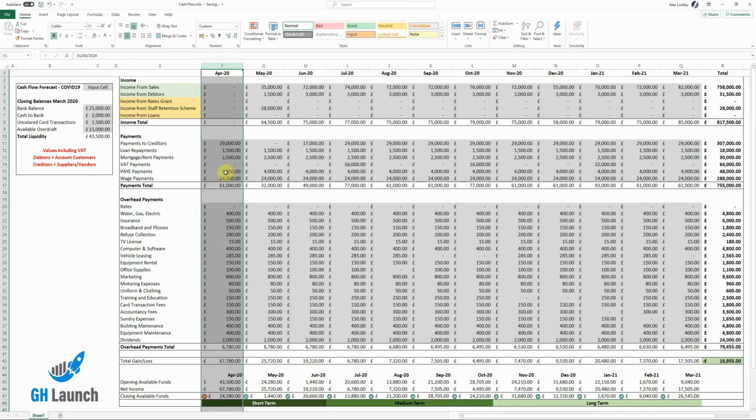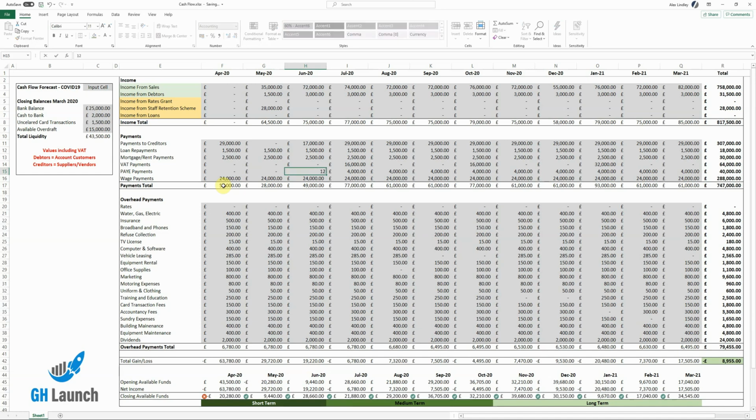One of the other things that the government has said that you can potentially do if you ring the HMRC is defer your PAYE payment. So we could defer that payment. Let's say we managed to defer both payments, but we've got to pay it all in June. So again, still looking good down here, but you can see that we still have an insolvency issue here of £20,000.